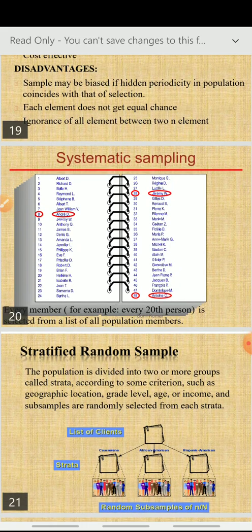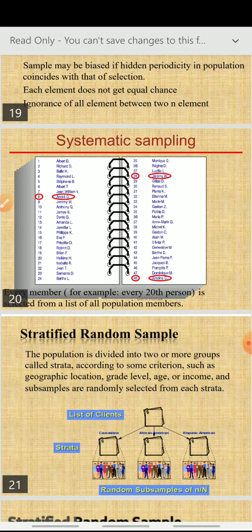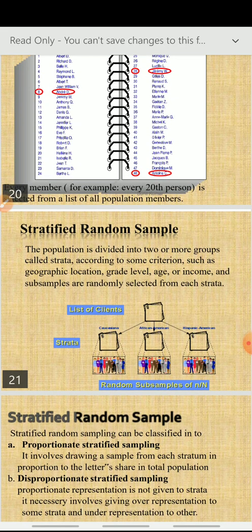So here is an example of systematic sampling: 8th, 28th, 48th. That is, as I already told you, from the list of all population members, we are selecting every 20th person. So that is known as systematic sampling, that is, we are following some sequence.